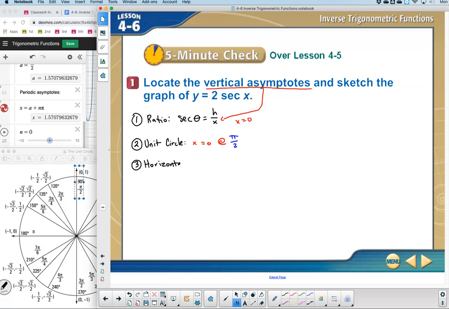If there's no horizontal discontinuities, nope. Try one more time, Mr. Voorhees. If there's no horizontal transformations, there we go.